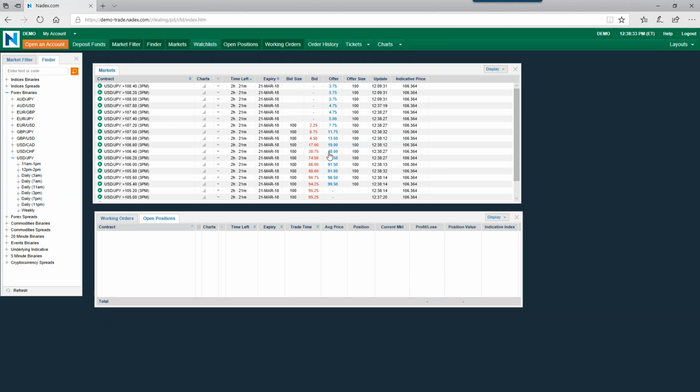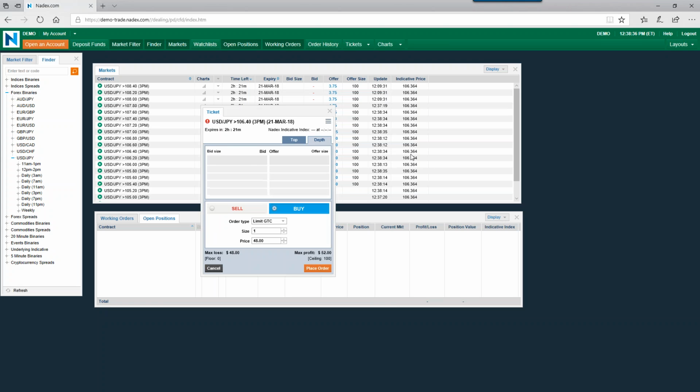So let's say that we have a bias to the upside. Well, you could choose an at the money, okay? Price is currently trading at 106.36. The 106.40 is the one that has about $50 of risk, okay? So you could choose to enter this one. Again, one thing I really like about Nadex is it kind of puts the risk in your face, okay? Your maximum loss here would be 48. Your maximum profit would be 52, okay?